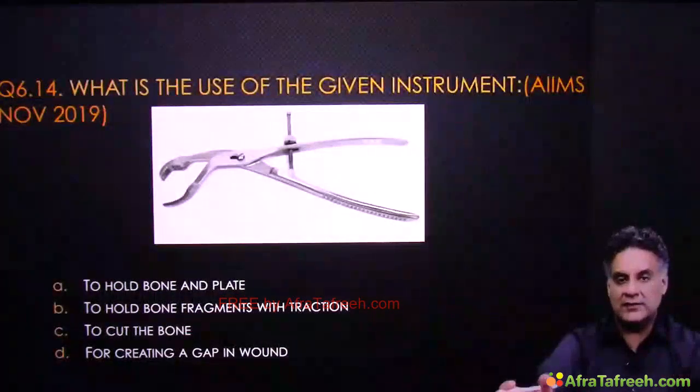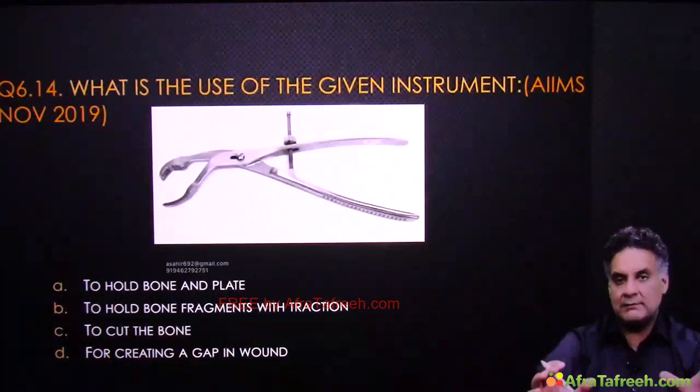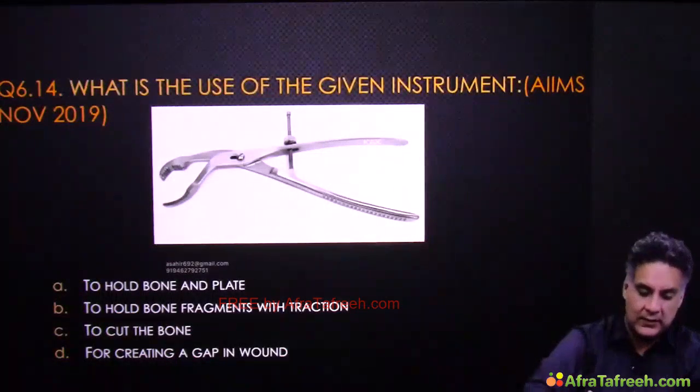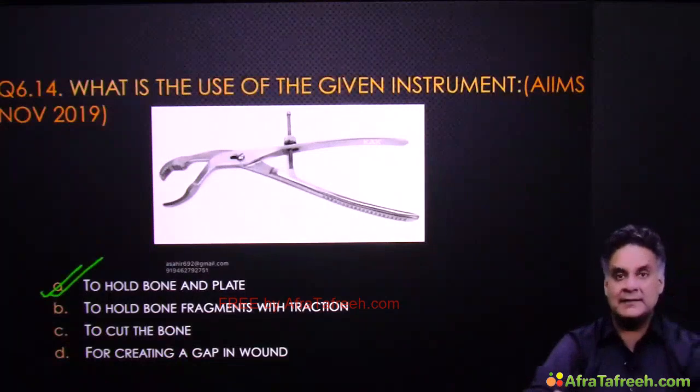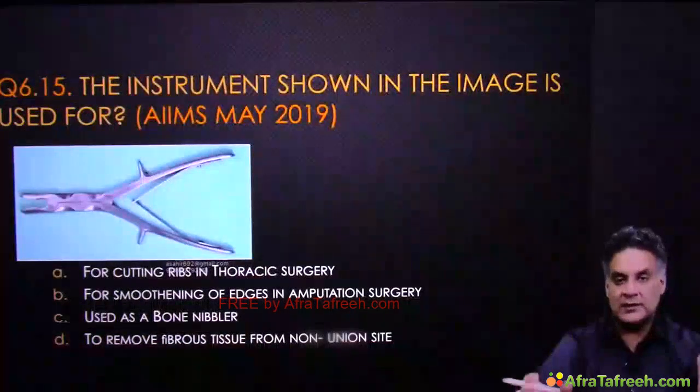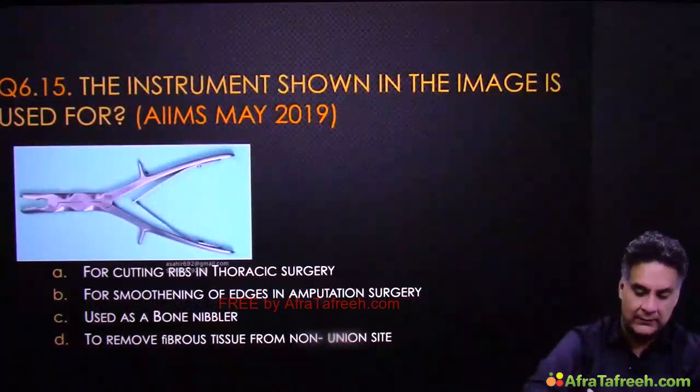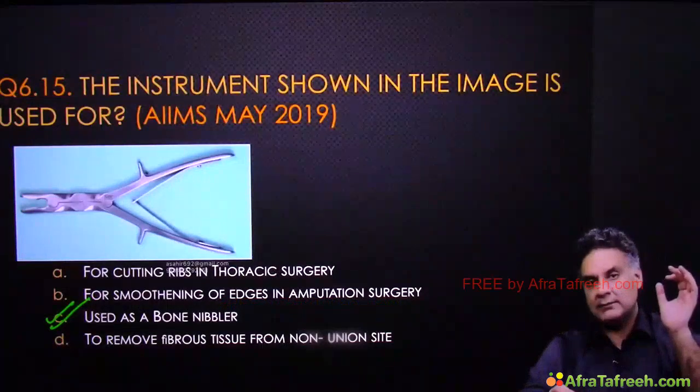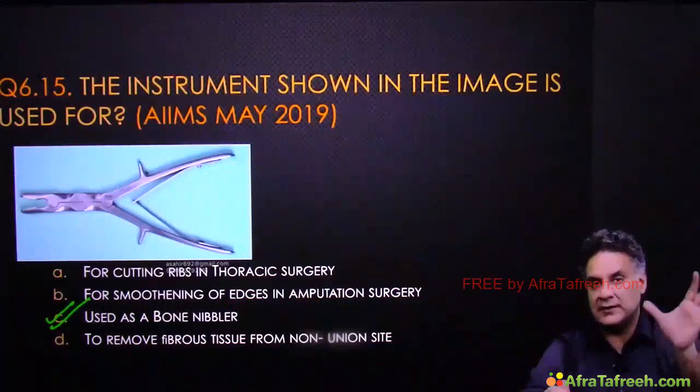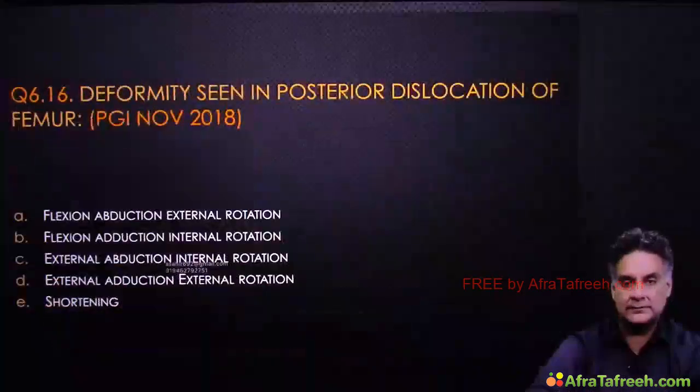What is the use of the given instrument? It is plate and bone holding forceps, so it will be used to hold bone and plate. The instrument shown in the image below is a bone nibbler. So I told you, bone holding forceps, bone plate holding forceps, and nibbler, very commonly asked.